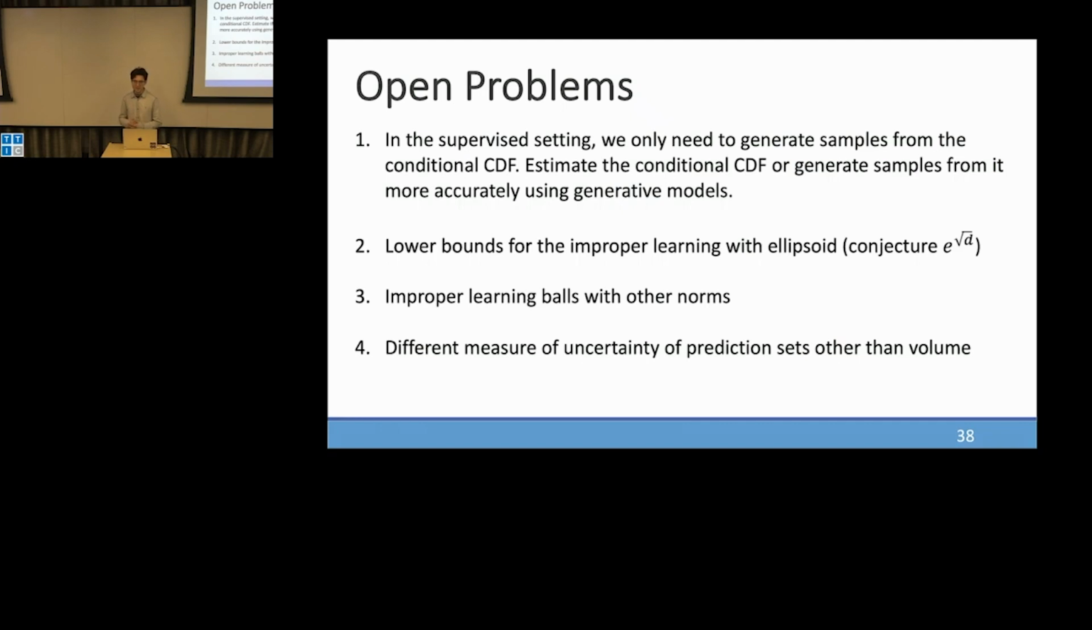And finally, here we use the volume, the Lebesgue measure, as the measure of uncertainty of the prediction set. Can we use different kinds of measures? Maybe, as Zhiyan said, we can use some other distribution measures or some measures given by downstream tasks. That's all.